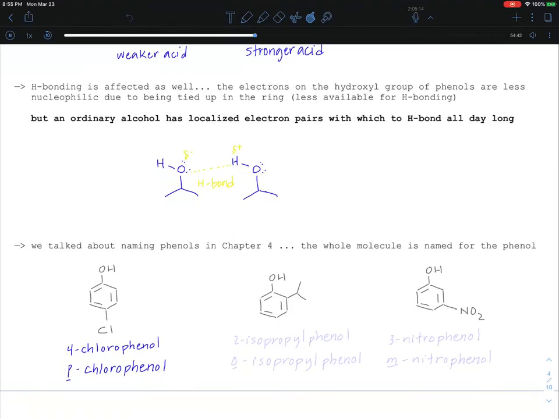So because that hydroxyl group is an ortho para director, I decided to draw the ortho derivative next. This is not a chloro group, though. This is an isopropyl group. And it could either be 2-isopropyl phenol or ortho-isopropyl phenol.